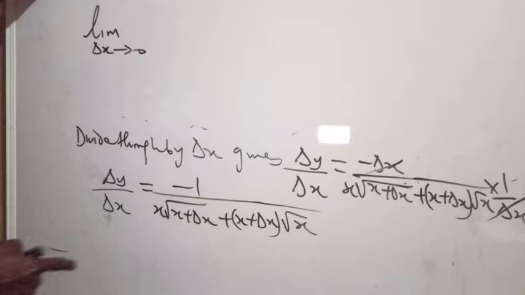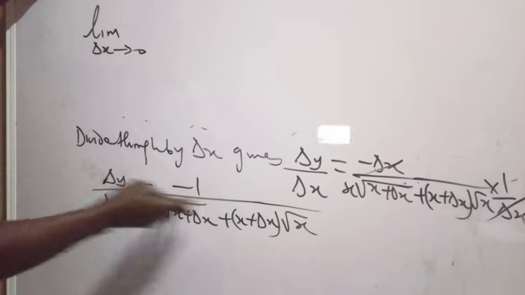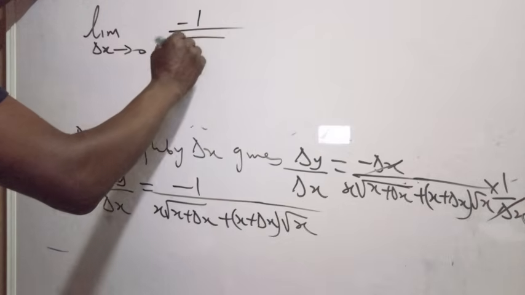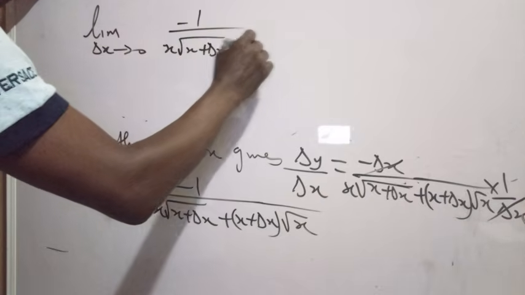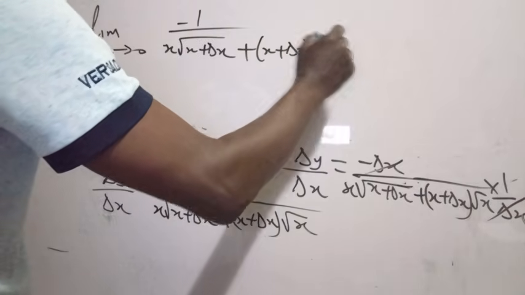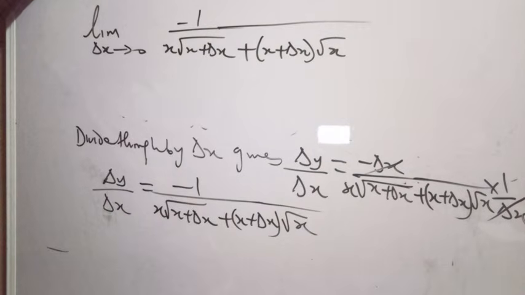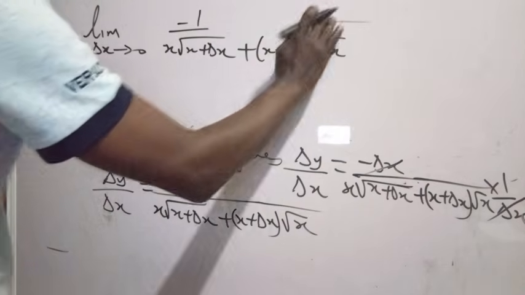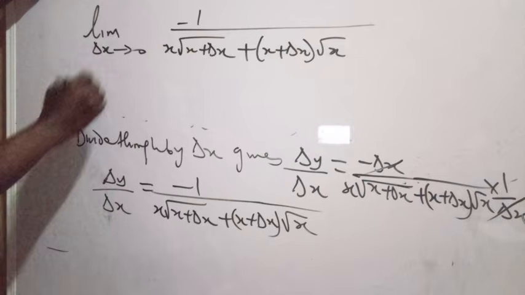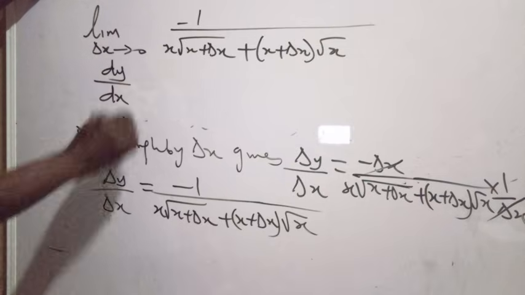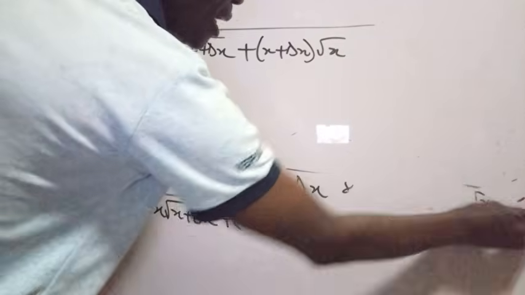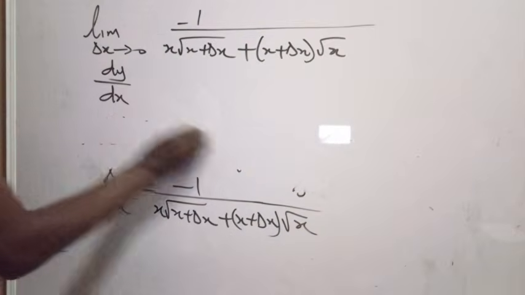So we have the limit as delta x tends to 0 of the expression here: minus 1 all over x root x plus delta x plus x plus delta x root x. I want to take the limit of that. Taking that limit, let's write it properly. This one now changes to dy dx. It should no longer be delta y over delta x, or changing y over changing x. It will now change to dy dx, because you have taken the limit of delta x tends to 0.